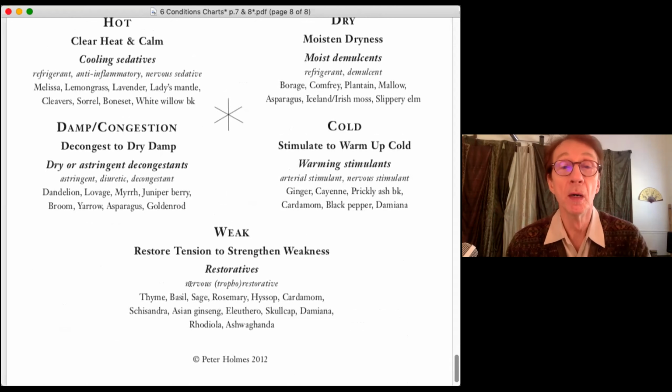In general, nervous restoratives. Some of them, in the British herbal medicine tradition, we specify as tropho-restorative, which is, I love that concept. Tropho means nutritive. So they're restorative, they nourish certain tissues. For example, hawthorn berry nourishes the heart and the blood vessels.